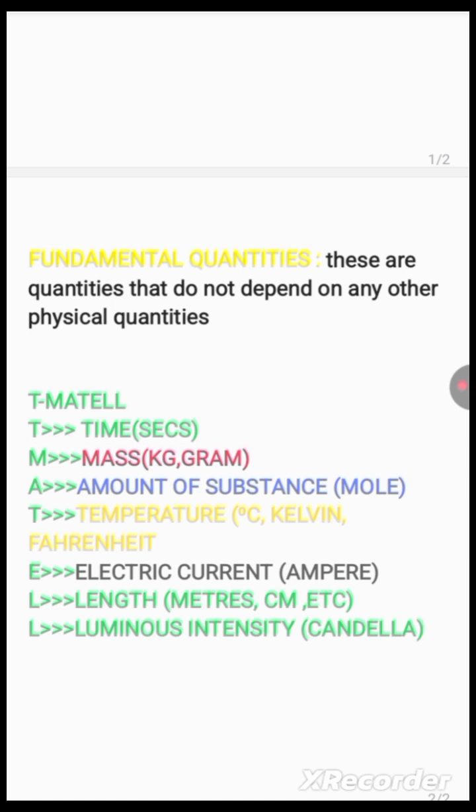The other T stands for temperature in degrees Celsius, in Kelvin, in Fahrenheit. E stands for electric current in ampere. L stands for length, that is meters, centimeters, kilometers. Then the other L stands for luminous intensity, measured in cd or candela. Okay, now we will go into the derived quantities and their examples.